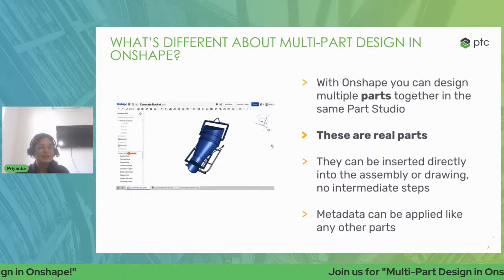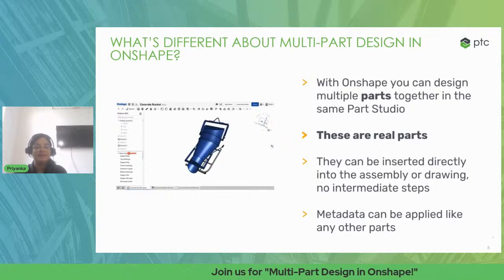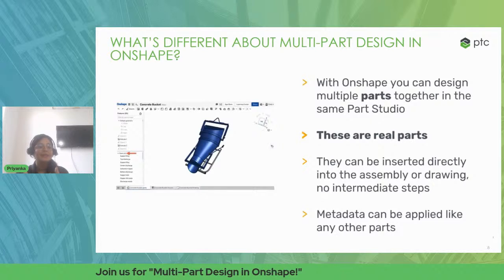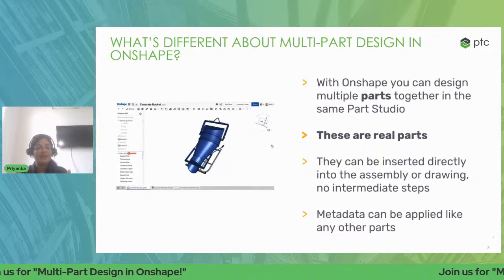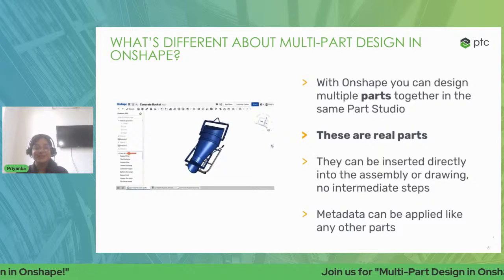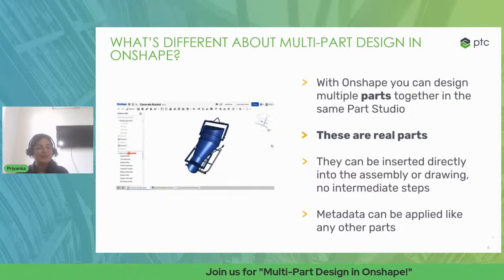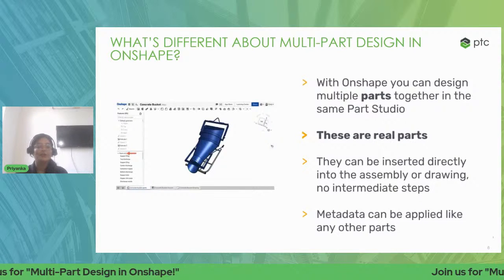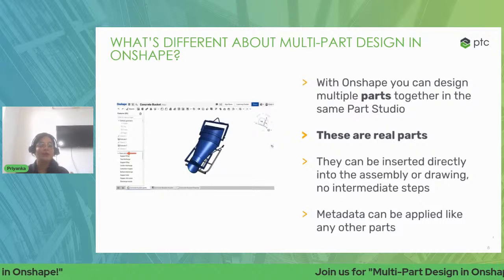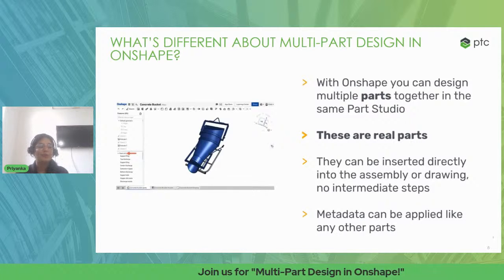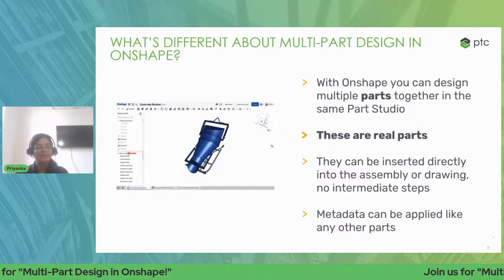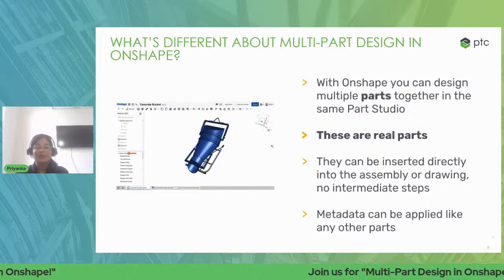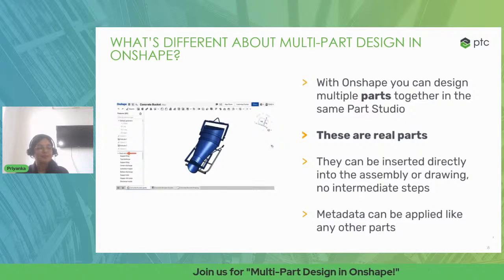In our scenario, what I would stress is that in a part studio in Onshape, you can design multiple parts at the same time, and these are real parts. The distinction is that you have the ability to insert all these parts directly into the assembly individually. So altogether, there is no in-between step that you just saw in the workflow. They can have their own part number, their descriptions, the things that you assign to a part. They have everything, because they are real parts. So from the beginning, you design in multi-part and you are designing those real parts.